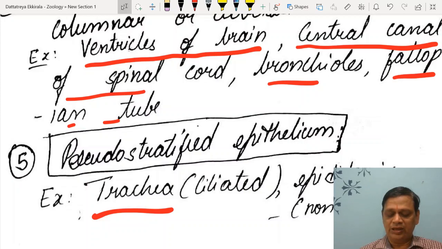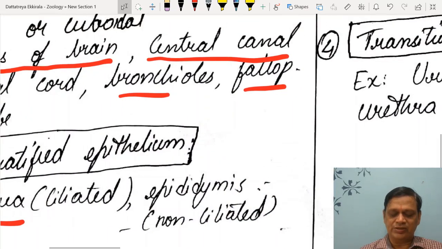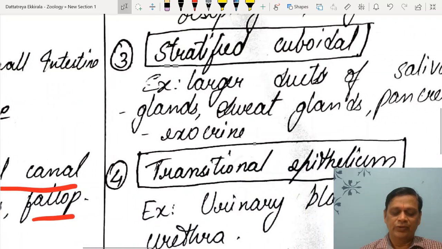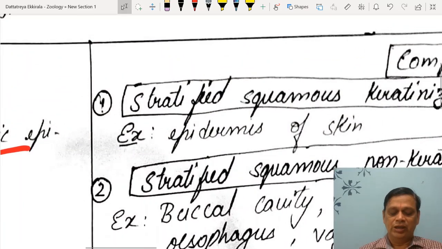Then ciliated, pseudostratified. Here the epididymis, part of the reproductive system, is non-ciliated pseudostratified. Now coming to compound epithelium. In compound epithelium, one variety is stratified squamous keratinized. Compound epithelium can help in protection, either mechanical, chemical, or osmotic protection like this. It can be seen in the epidermis of skin.